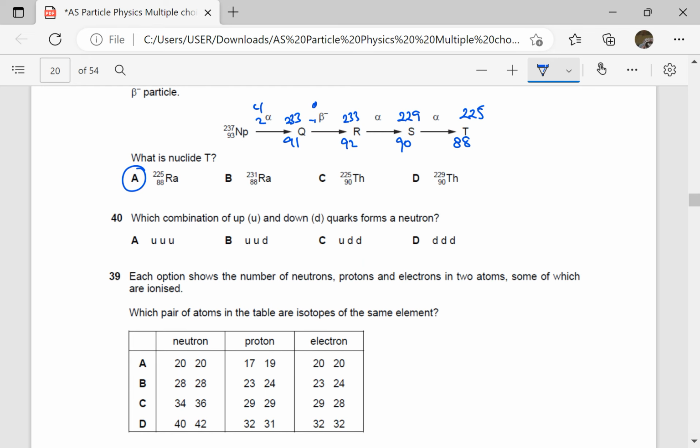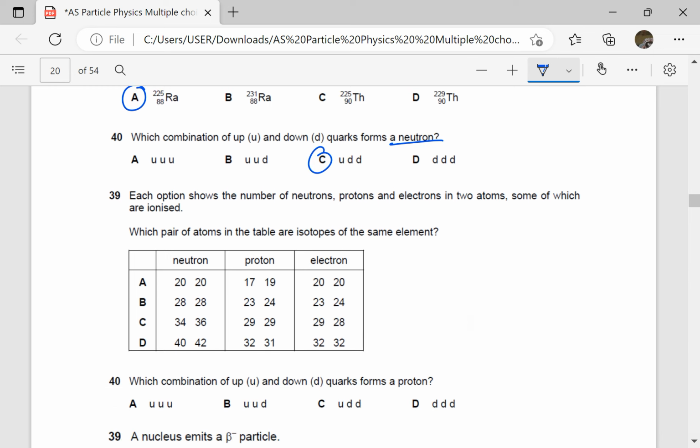Which combination of up and down quarks forms the neutron? The neutron is up, down, down. So the answer is C.